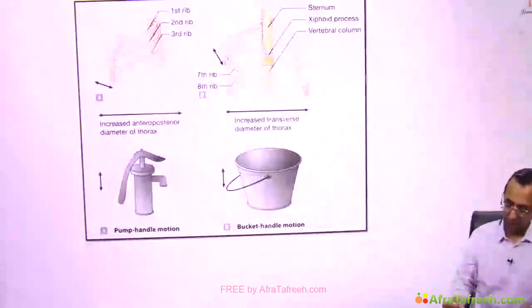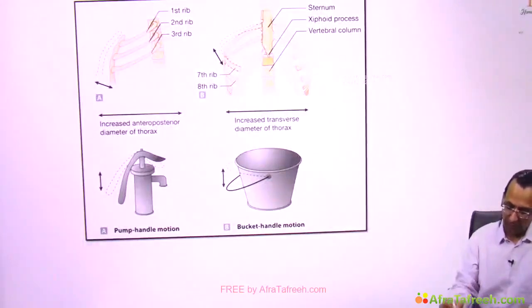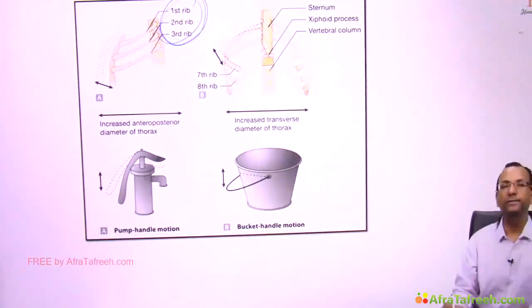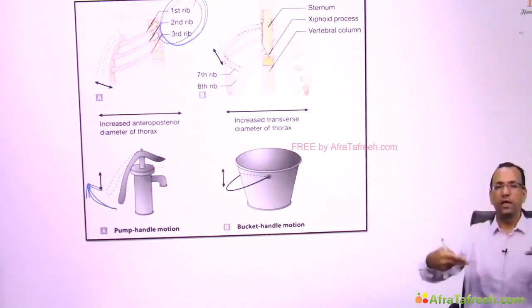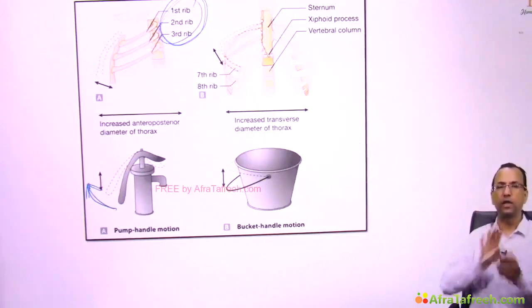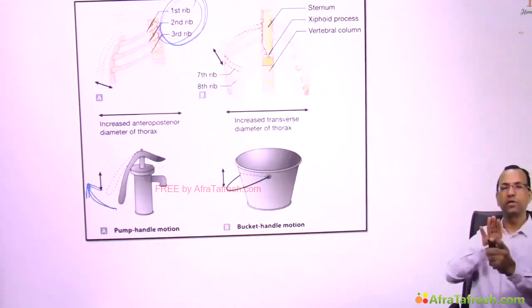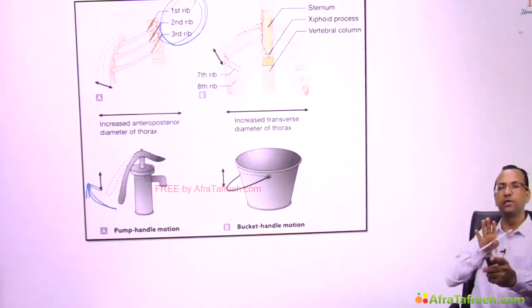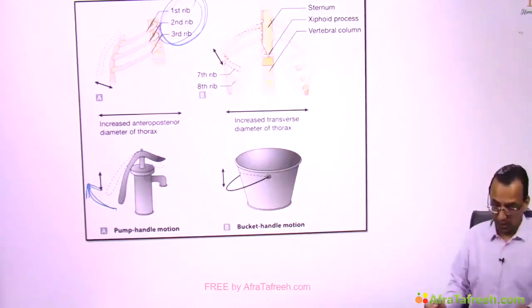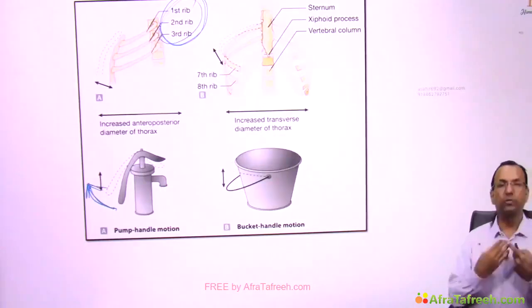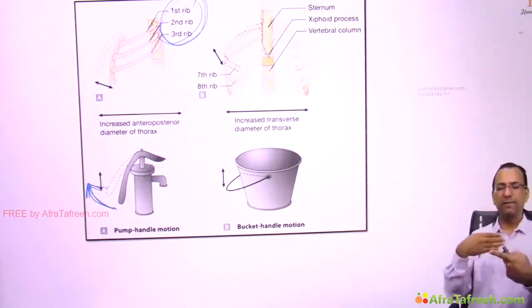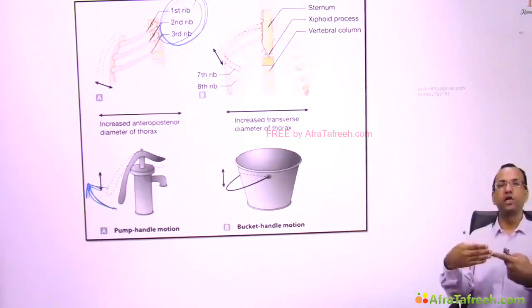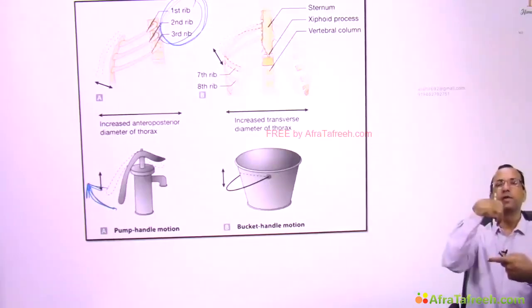Let us look at the diagram. First of all, the upper ribs are helping us in pump handle movement. What is pump handle movement? The sternum goes out, increasing the anterior posterior diameter so that the lungs expand anterior posteriorly and air can move in. This is for inspiratory movements. Like a pump handle, the sternum goes anterior, and the AP diameter is increasing, the lungs will expand and suck the air in.